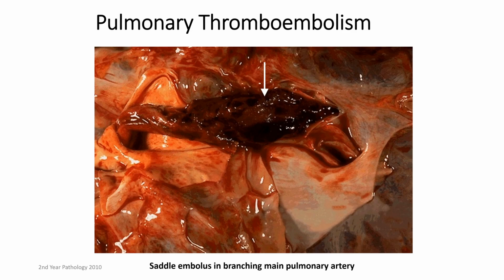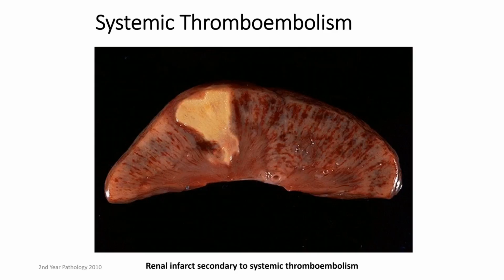We also have systemic thromboembolisms. Here we're seeing a white infarct in a solid organ such as a kidney. This is a renal infarct secondary to systemic thromboembolism. The majority of systemic thromboembolisms arise from the heart, so they are cardiac in origin, usually as a result of a mural thrombus there. They may be associated with cardiovascular vegetations, valvular vegetations to be specific, and also aortic aneurysms.